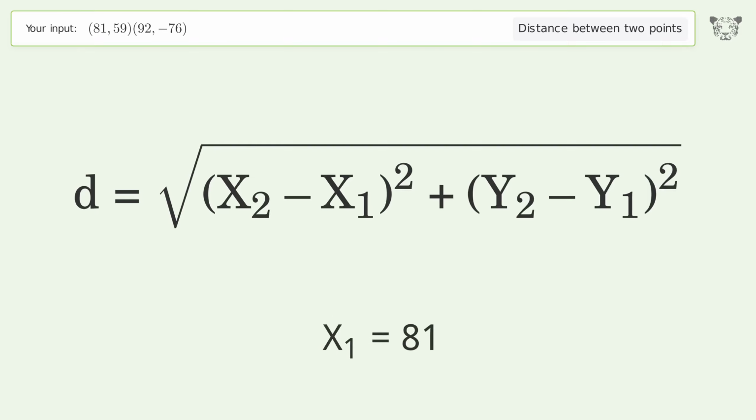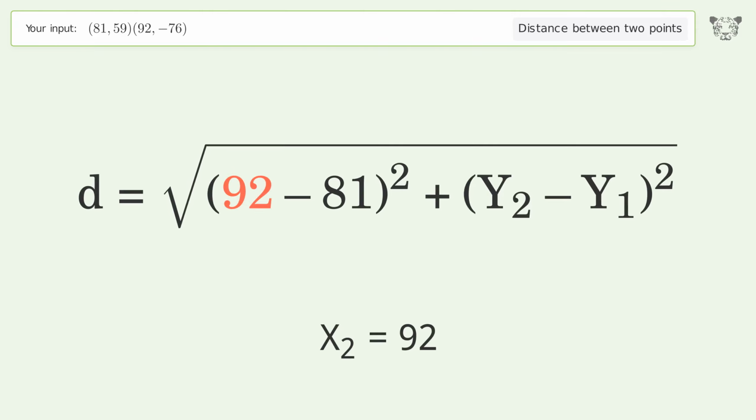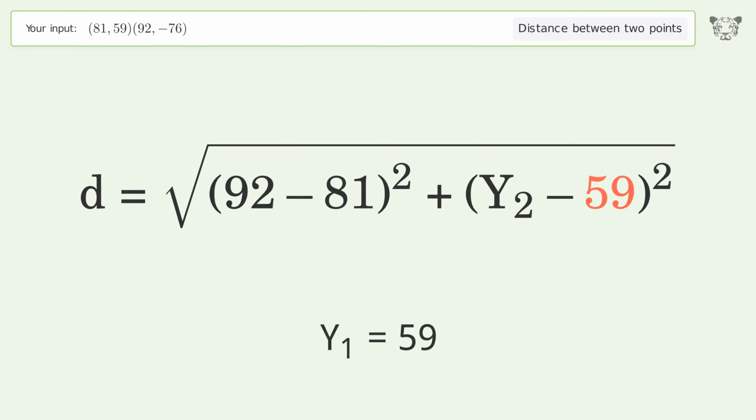x1 equals 81. x2 equals 92. y1 equals 59. y2 equals negative 76.